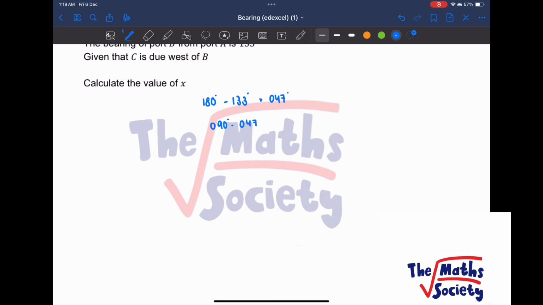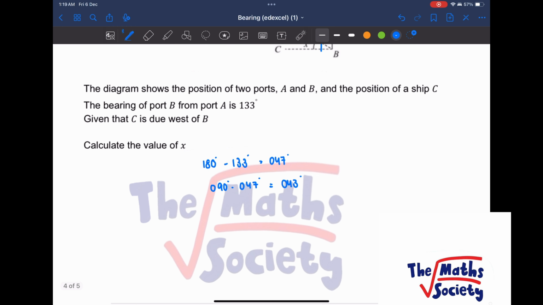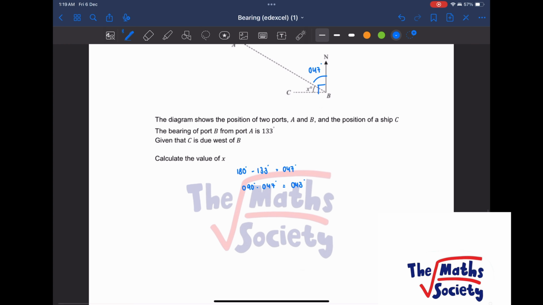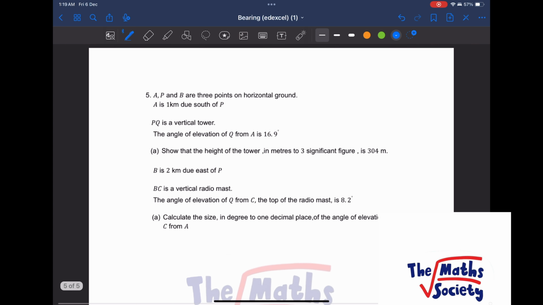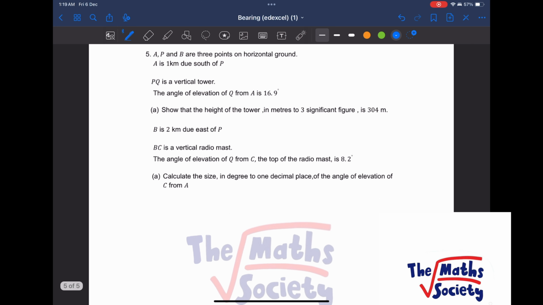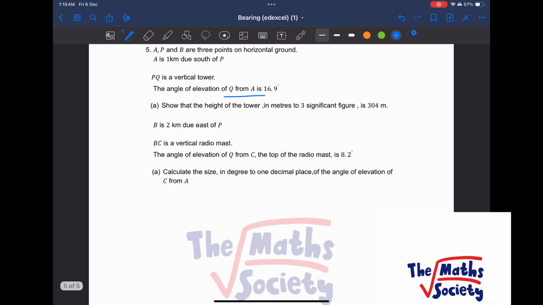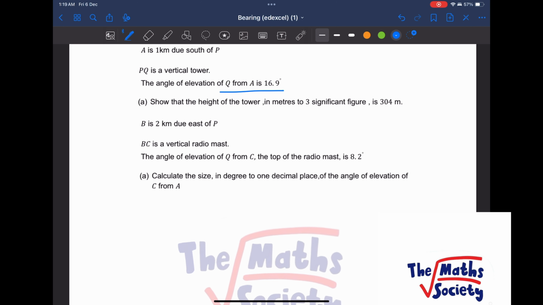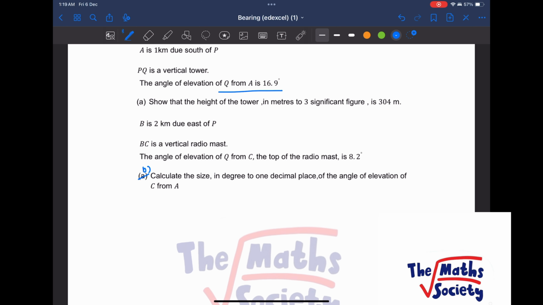That's why you get an answer of 0.43 degrees, and that's your answer. So now moving on to number 5, this is a little more complicated. Question 5: A, P, and B are 3 points on horizontal ground. PQ is a vertical tower. The angle of elevation of Q from A is 16.9. So let's calculate part A first.